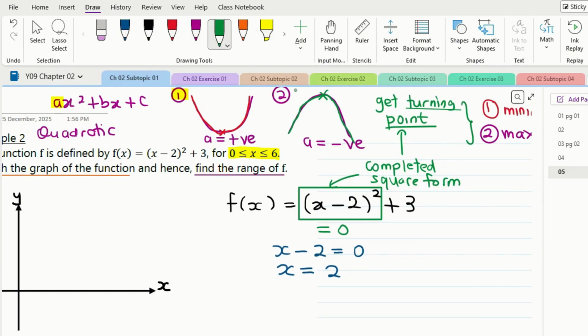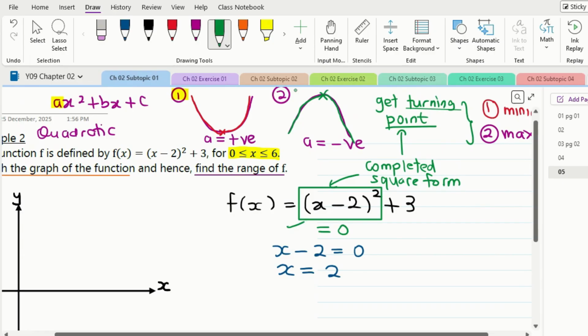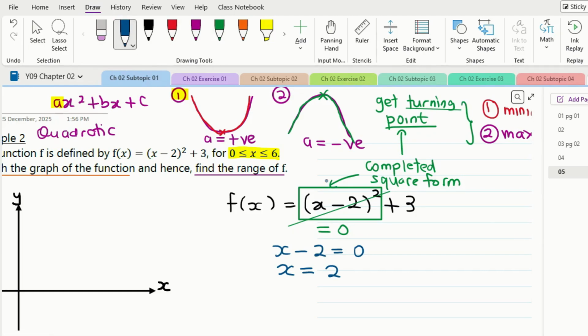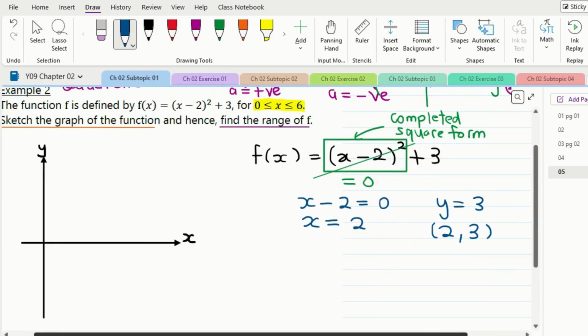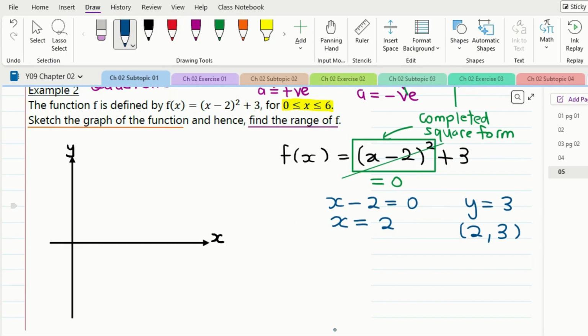As for the y coordinate of the turning point, because this part is 0, you are left with f(x) equals 3, which is y equals 3. And there we have it. These are the coordinates of your turning point. In this graph, your turning point may be somewhere around here. So that's your turning point. Let's write it down as (2, 3).